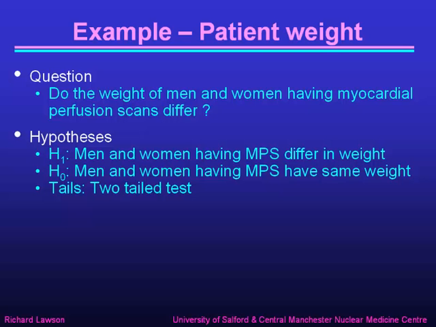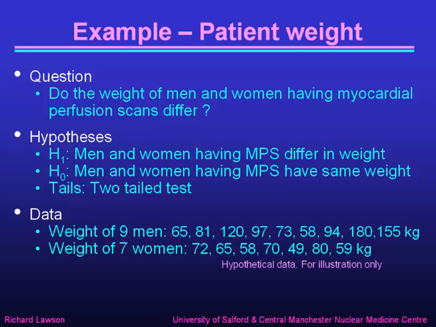Let's take an example based on patient weight. Let's ask the question, do the weight of men and women having myocardial perfusion scans differ? Well, our experimental hypothesis might be that men and women having myocardial perfusion scintigraphy differ in weight. The null hypothesis might be that they have the same weight. This is obviously a two-tailed test because we're not specifying whether men are heavier or women are heavier. Either way will do us.